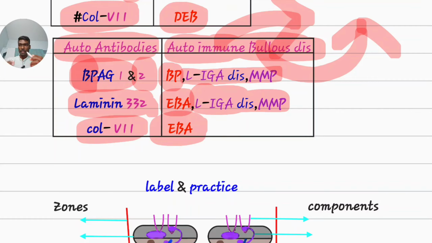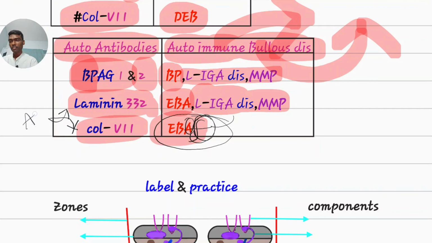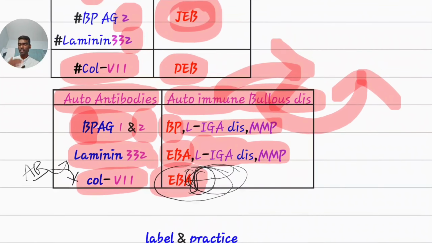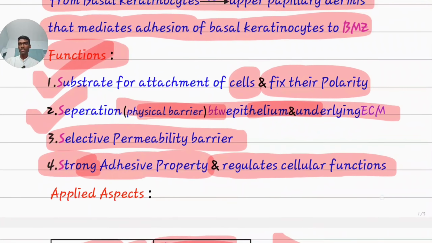For epidermolysis bullosa acquisita, add F for A. I got this question when I was writing my final theory exam. Why have I asked you to add F? A for anchoring, F for fibril or filament. Either anchoring filament, laminin 332, or anchoring fibril, collagen 7. If antibodies are formed against them, it will lead to epidermolysis bullosa acquisita, and add F. Simple. Finish, applied aspects, functions, anatomy.